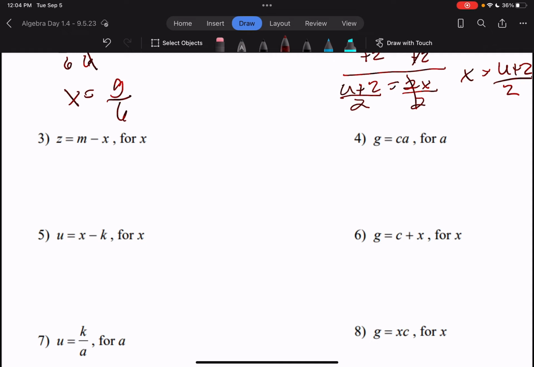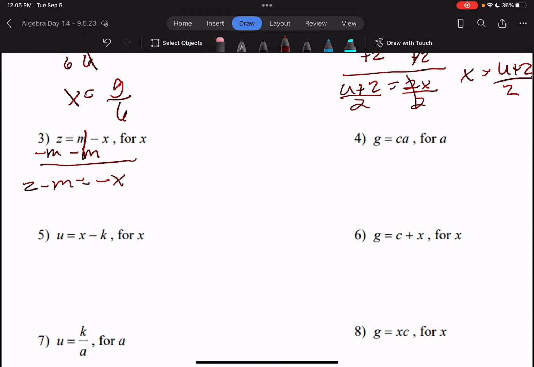Let's try number 3. Now, number 3 gets a little tricky because we have a negative in front of the x, so there's a couple ways that you could approach this. I generally like to make my x positive because it just works for my brain, but you can do it any way that you like. So let's get rid of the m. The m is positive, so in order to get rid of it, we're going to subtract m on both sides. This m minus m will cancel out, and then we have z minus m equals negative x.